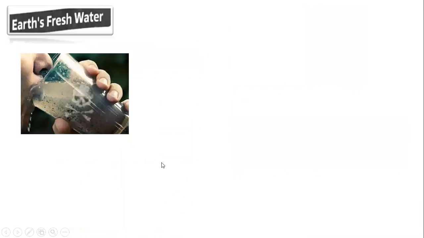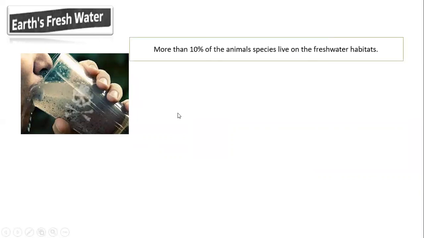Earth's fresh water. Look at this, please. This is fresh water, but what quality of this water? Is it good quality or very bad quality? Very bad. You see polluted water. So what do you think would happen to you if you drink some water like this? You would die, yeah? Or get sick. At least you get sick.